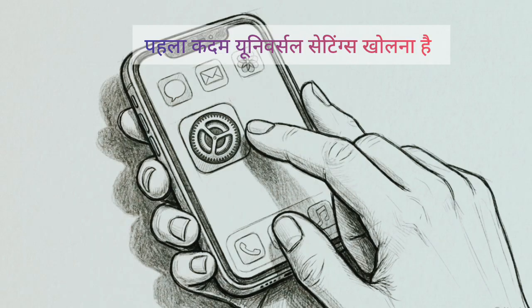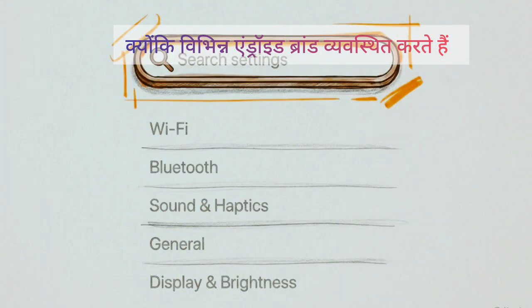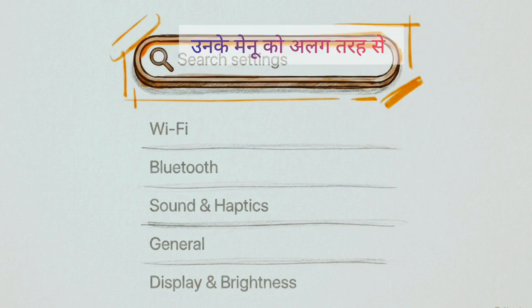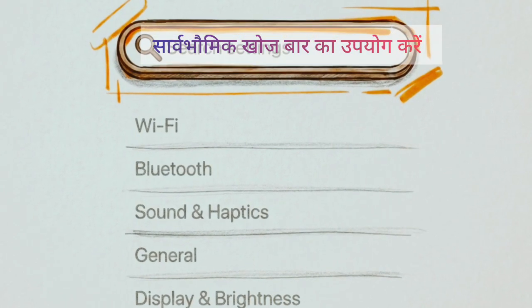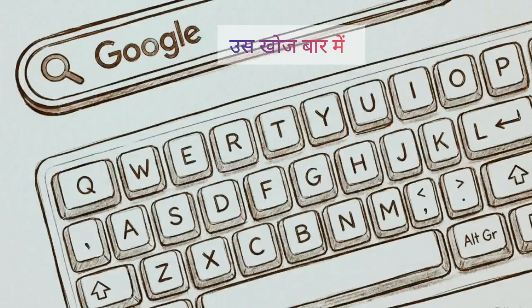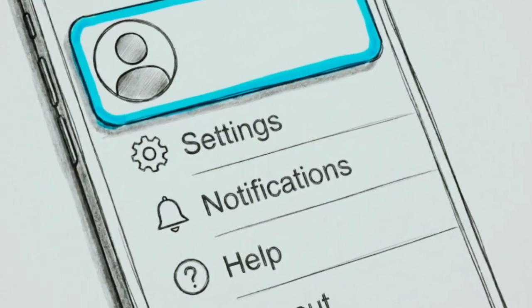Step 1 is opening the Universal Settings app on your primary control center for your phone's hardware. As different Android brands organize their menus differently, use the universal search bar at the top of the screen to find what you need. The word Google into that search bar. Option labeled Manage Your Google Account.